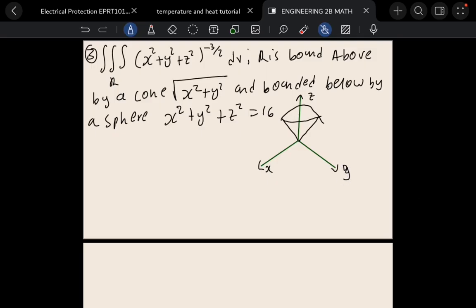Whenever you have a positive cone and a positive hemisphere, this is the region. You're always going to draw that ice cream cone. You cannot fail to draw that particular ice cream cone.